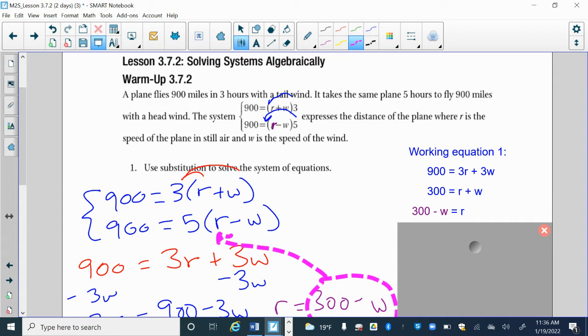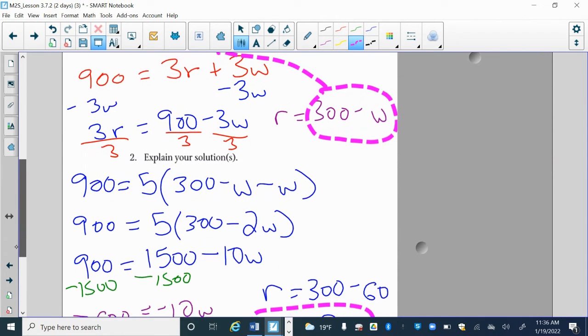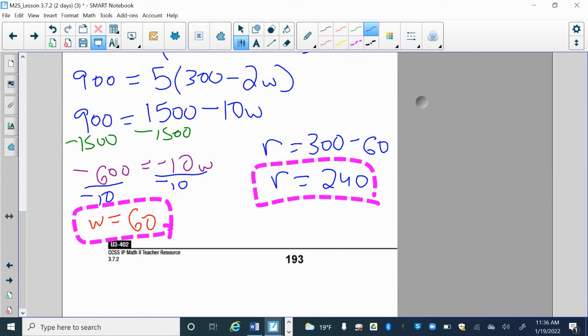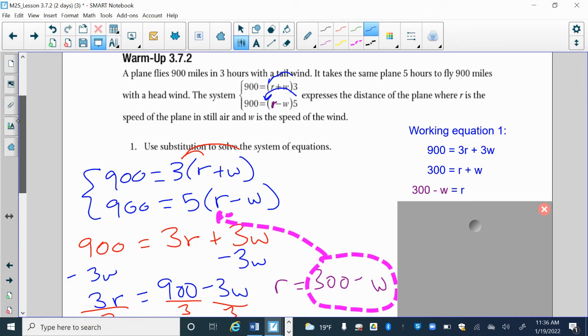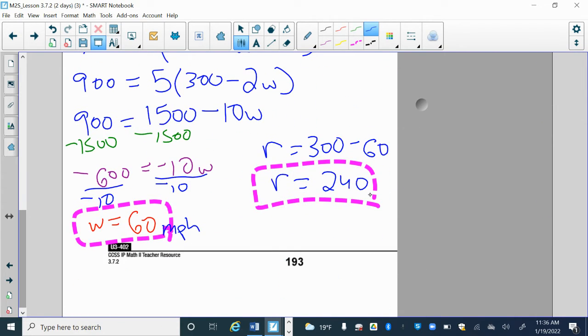It expresses the distance of the plane, where r is the speed in still air, and w is the speed of the wind. Okay, so w is speed of wind. So this is 60 miles per hour, right? It was measured in miles and hours. Yeah. And then 240 miles per hour. Okay.